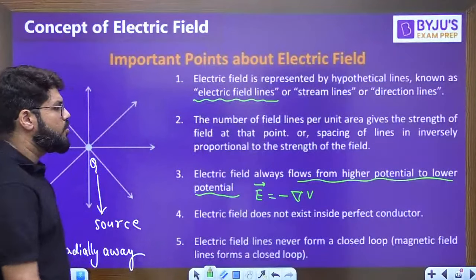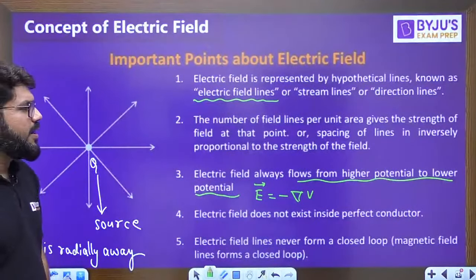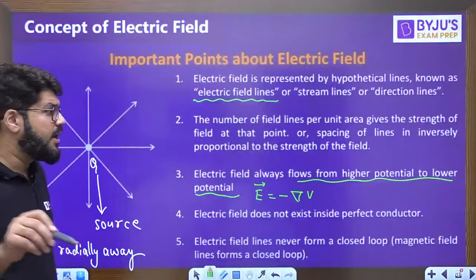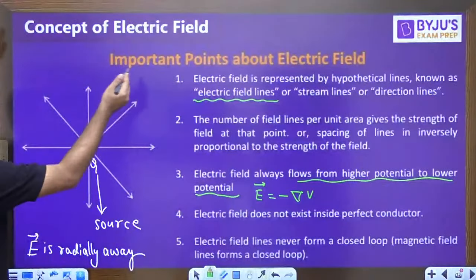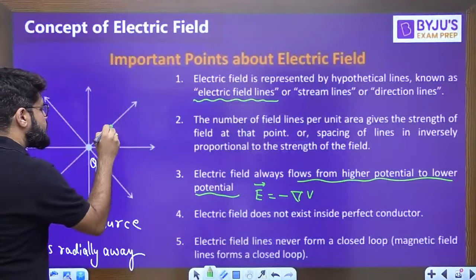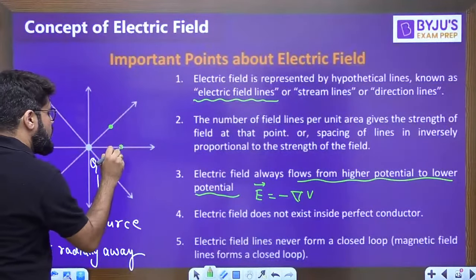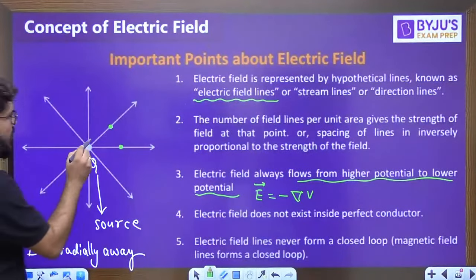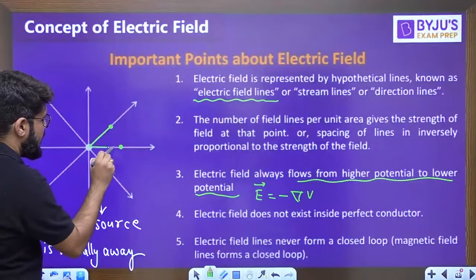Now come to point number 2. The number of field lines per unit area gives the strength of the field at that point. The important point here is, suppose you measure the field at any of these 2 points at a fixed distance r, right?